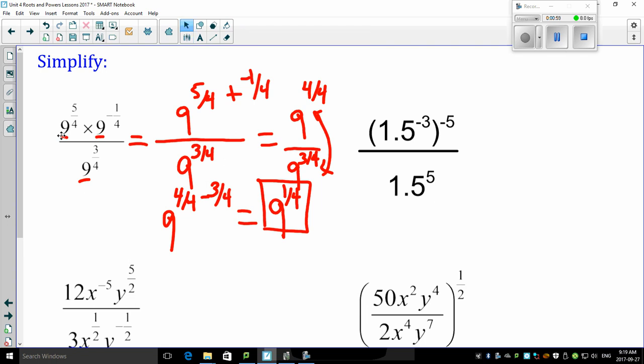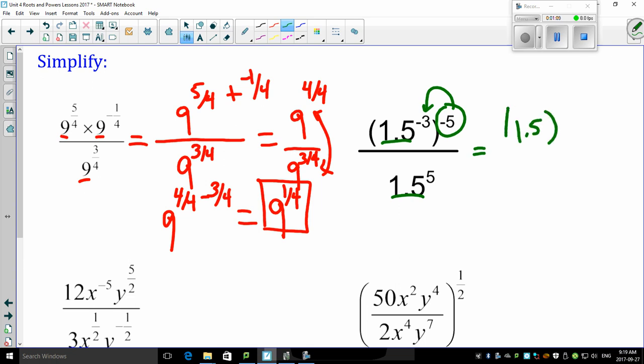Watch the next one here, over here. Look at this one. Bases again, the same. That's on the outside, multiplied in. This gives you 1.5 to the power of 15, because a negative 3 times a negative 5 is a positive 15, over 1.5 to the 5.